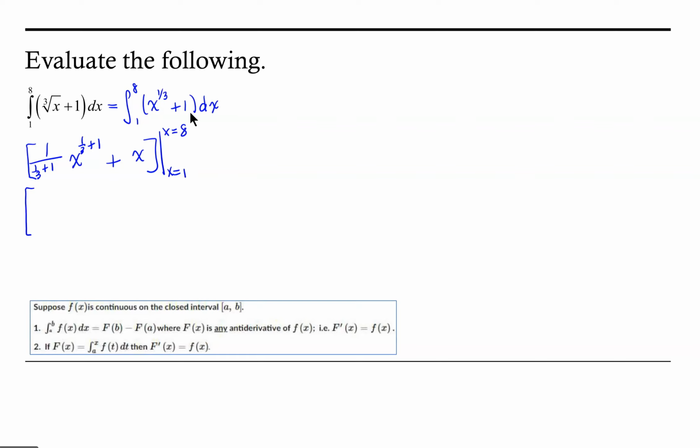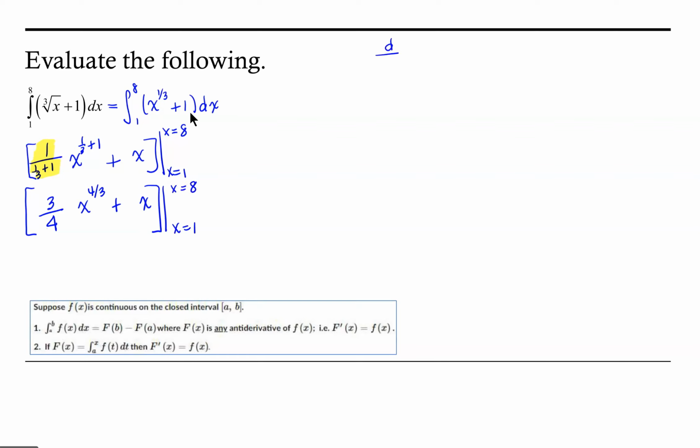So at this point, we have x to the 4/3 power plus x, and this coefficient that we have to the x to the 4/3 power is 1 over 4/3, and 1 divided by 4/3 is in essence the same as 1 times 3/4, which gives us, in this case, a coefficient of 3/4. And again, we're evaluating this from 1 to 8.